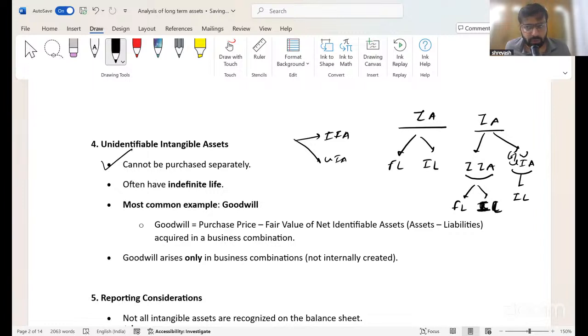And what kind of goodwill am I talking about? I am talking about goodwill which is a result of a business combination. And I will have a discussion on these two points later on, whenever we are discussing business combination, so you'll understand that much better when we discuss those topics. But this was a brief background about intangible assets.